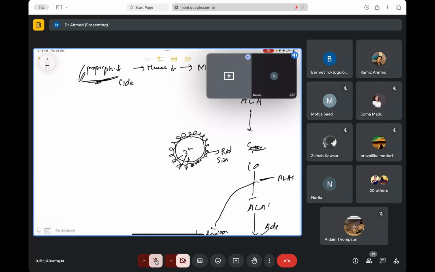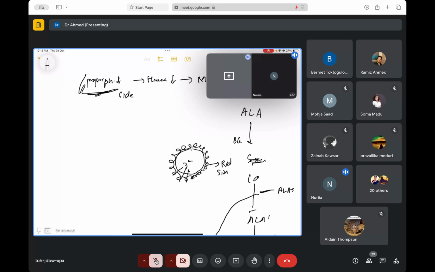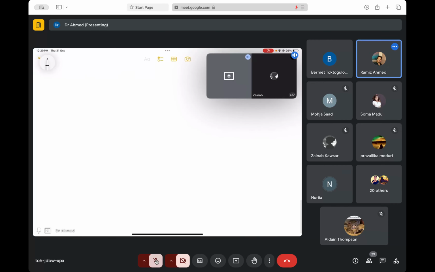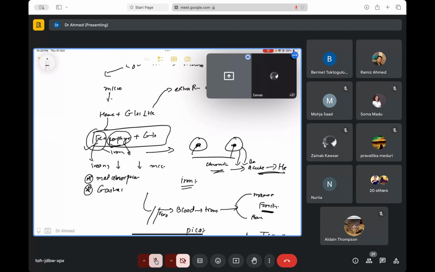If one has B6 deficiency, as we need B6 as a cofactor as well, it can also cause ring sideroblasts. So tell me what happens to ferritin, the iron stores. Increases. What happens to TIBC? Decrease or normal. What happens to serum iron? Increase. What happens to saturation? Increase as well. So now we are done with all of these three.